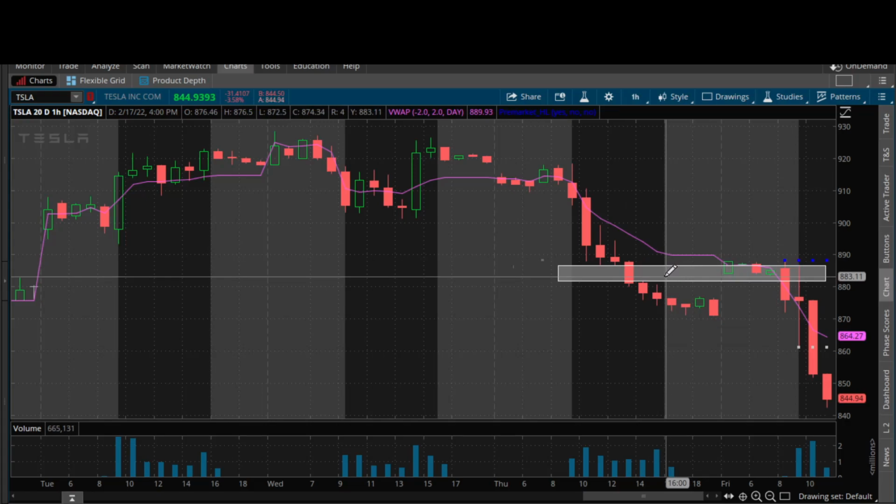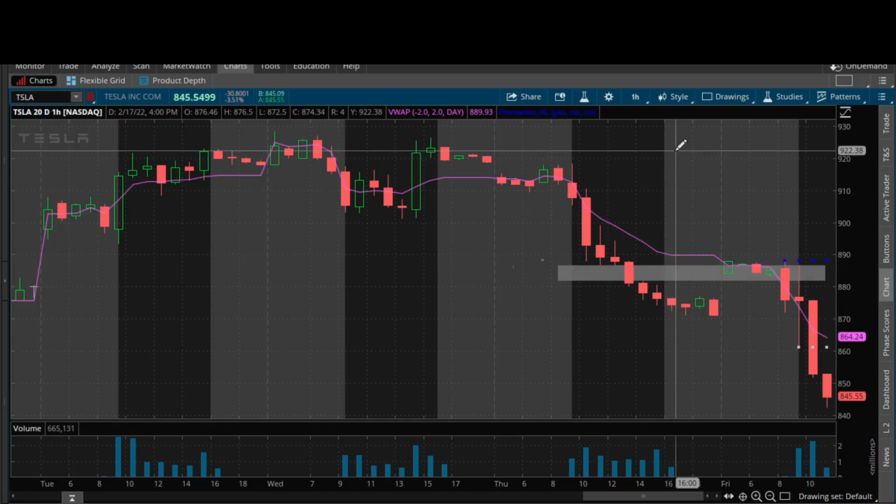So we created a fair value gap right here. I'm going to show you how you could use this combining your key resistance levels, because like I said several times in this video already, for me personally, I wouldn't take every fair value gap you see. I don't think that's a very reliable strategy, but when you use it in conjunction with your key resistance level, it's very powerful.